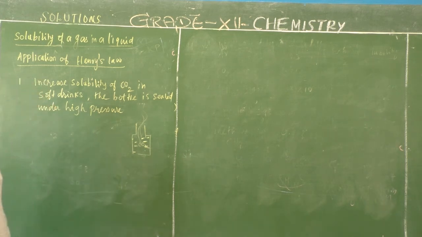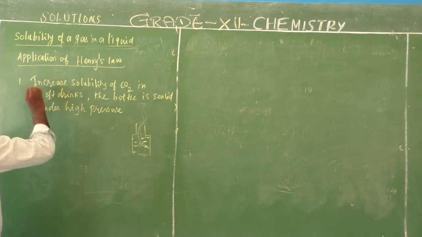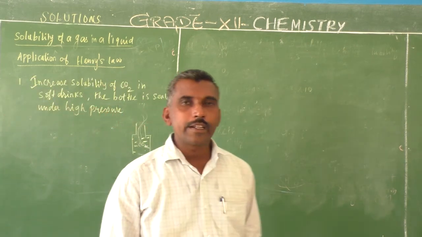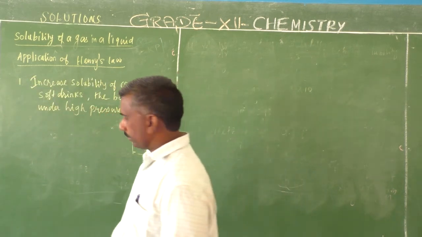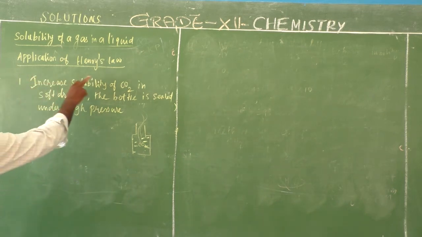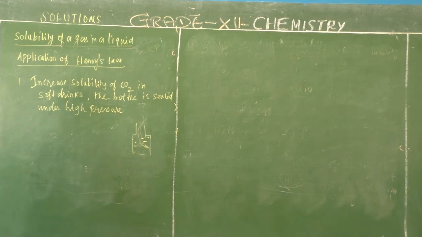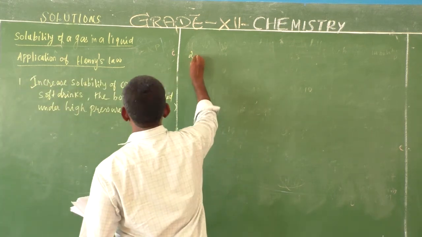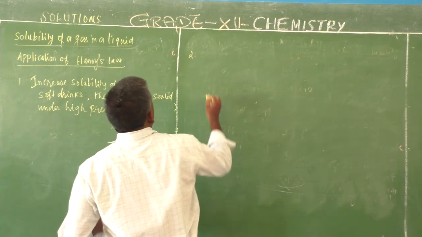Okay, so increasing solubility of carbon dioxide in soft drinks, the bottle is sealed under high pressure. Okay, this is the first application. So this Henry law applied in a soda water. Second application, in lungs.